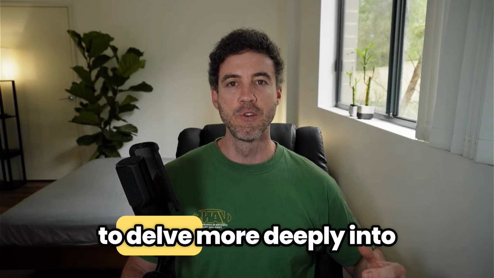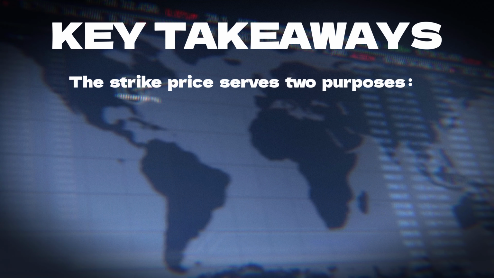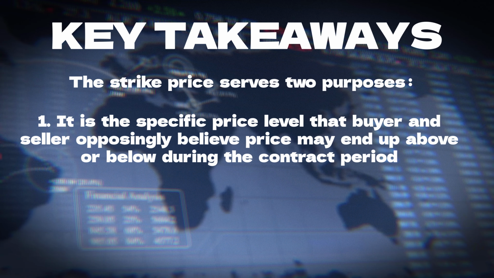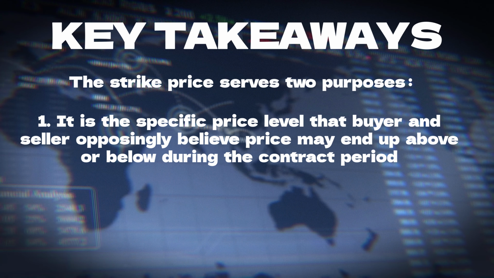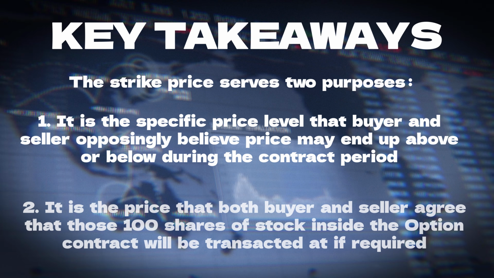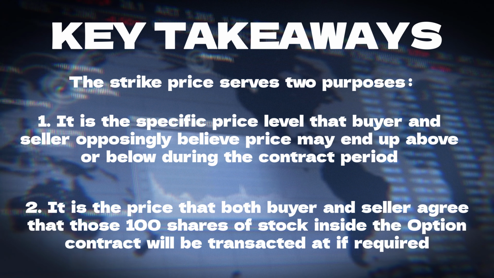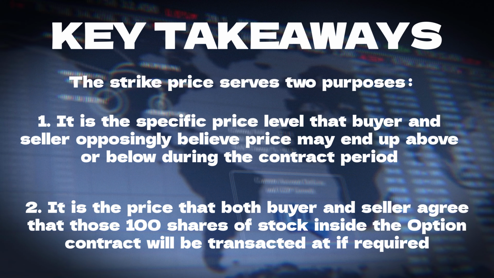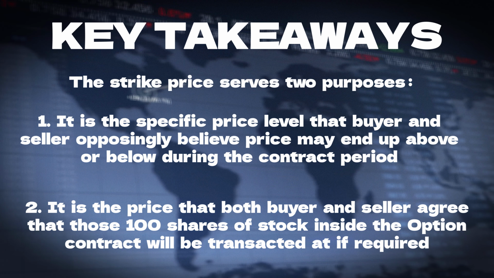We're definitely going to delve more deeply into that in later lessons, but as always, I'm trying to make these lessons and the progression much more digestible for you. So for now, just focus on these key takeaways. The strike price serves two purposes. One, it is the specific price level that buyer and seller opposingly believe the stock price may end up above or below. And two, it is the price that both buyer and seller agree that those 100 shares of stock inside the option contract will be transacted at if required.